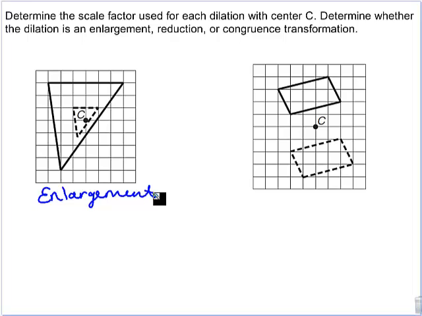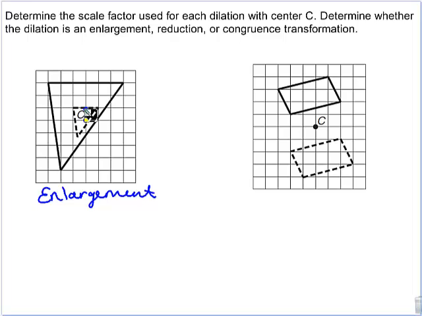So now to determine what the scale factor is, we have to figure out what it had to be multiplied by. You could do this two ways. The first way is you can count it. Originally from here to this point right here, I went up 1, and here I'm going up 3. So to multiply by 3.